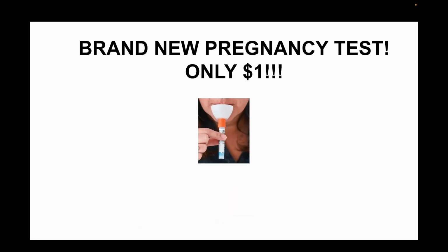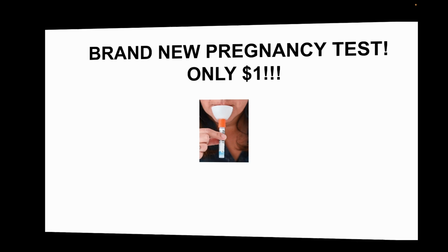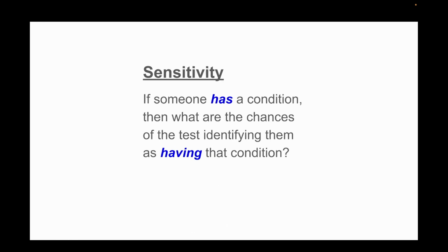Let's say I invent a brand new pregnancy test that only costs $1, where you spit in a container and get the results immediately. Of course, before selling it, I'd want to check the statistics to make sure it works. The first statistic I want to discuss is called sensitivity.